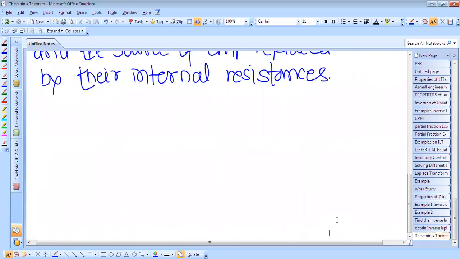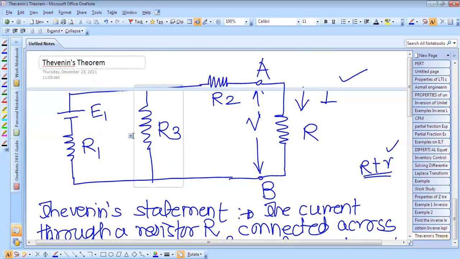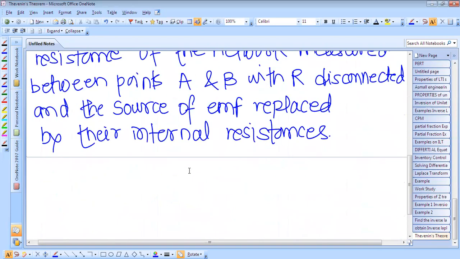Now suppose A and B to be the two terminals of the network, consisting of the resistors R2 and R3 and the battery having EMF E1 and internal resistance R1. We are required to determine the current through the load resistance R connected across A and B. Therefore, what is the current flowing through this R3? Because we have to open this resistance, when this is opened, the circuit will remain like this.